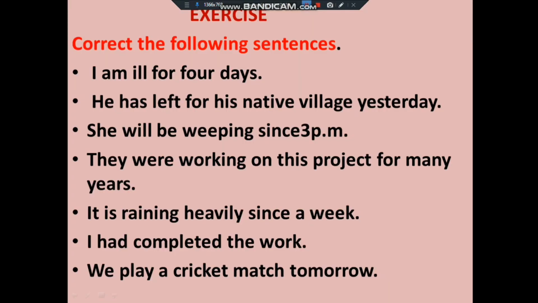Now I hope you have understood all the tenses and it is explained, and if you have any queries you can ask in class, and it is customary to give exercise to know whether you have understood or still confusion is there. So some sentences are there on your screen and they are incorrect. You have to correct the following sentences, and as you know, you have to send your answers in class itself.